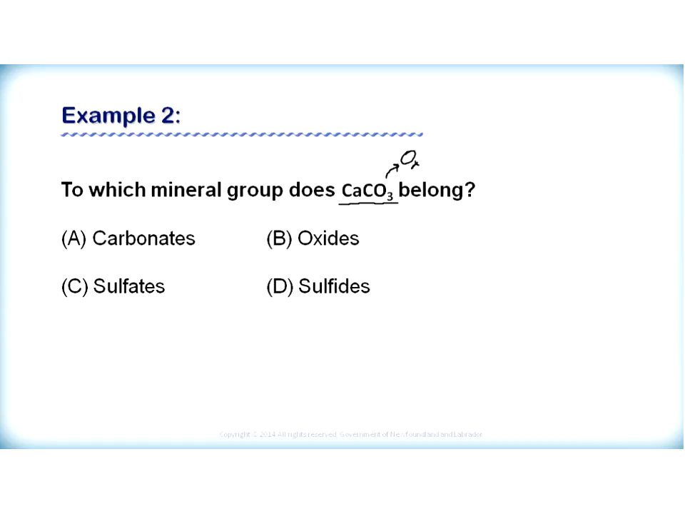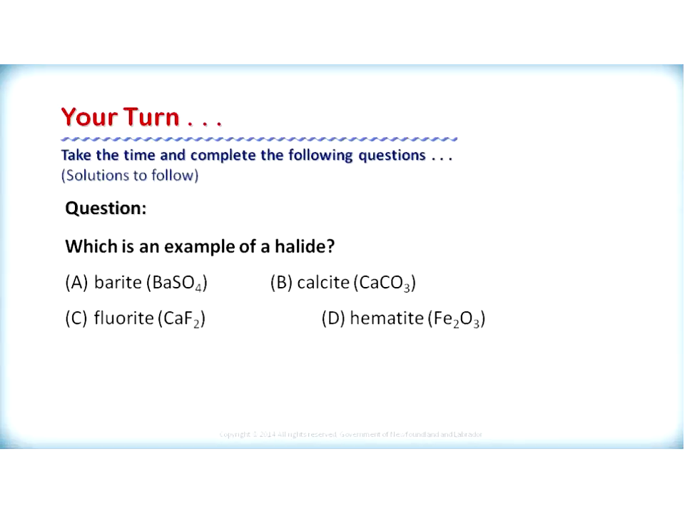Example number 2. It says, to which mineral group does CaCO3 belong? So if we look at the chemical formula here, we have CaCO3. We do have an oxygen group, in this case O3. The element directly in front of your oxygen group is carbon. Therefore, carbon plus oxygen will give you the mineral group carbonate. So the answer to this question would be A, carbonates.